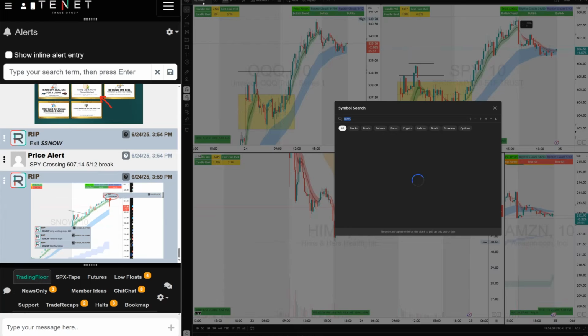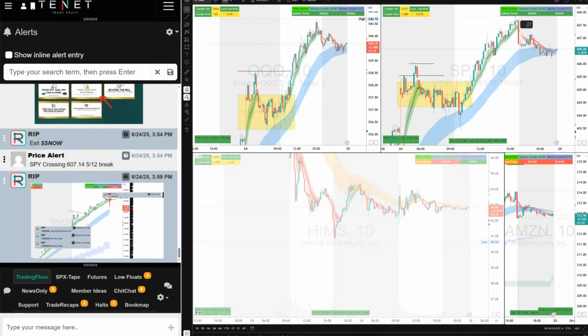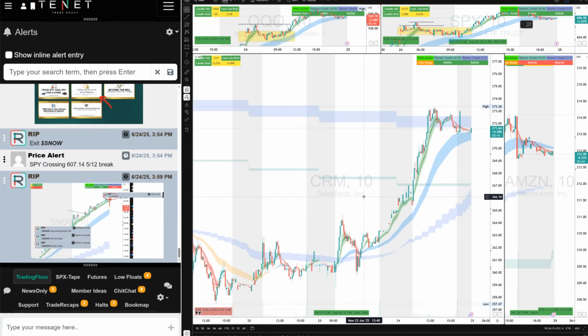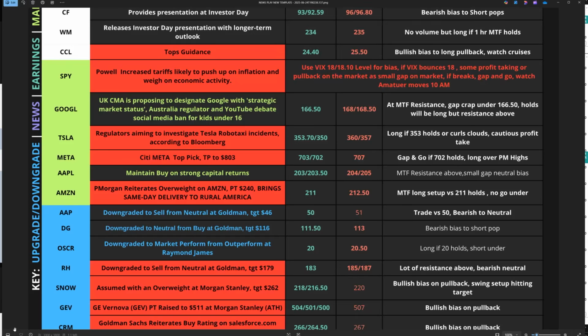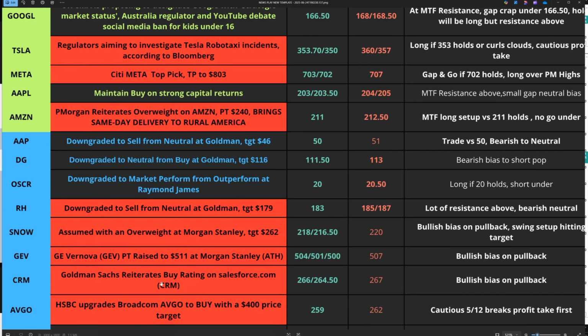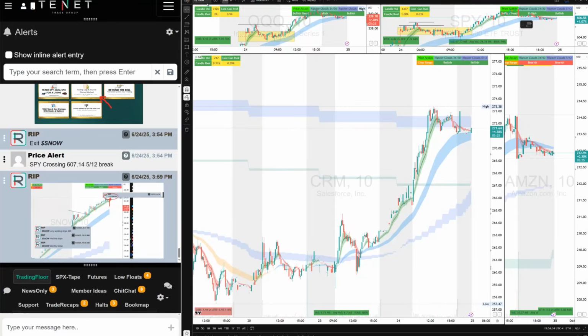All right, so let's look at some more plays from the game plan. CRM was good. There were many plays. I didn't really focus too much because I actually had to step away from something. My focus was mainly COIN and SNOW, but we can look at some other plays. CRM, bullish bias on the pullback. Goldman Sachs: whenever Goldman Sachs says something, you pay attention. Whenever Morgan Stanley says something, you pay attention. Whenever those big guys say something, you pay attention.